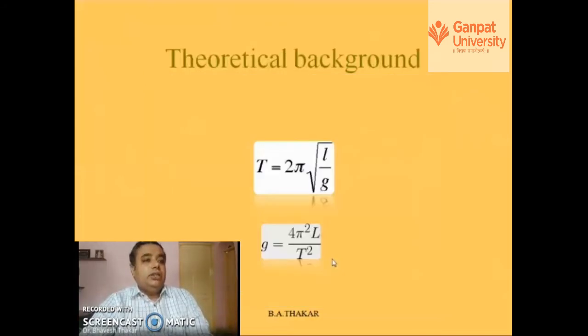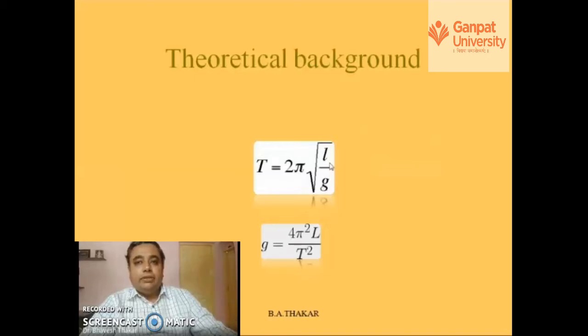This is the theoretical background. This is the theoretical equation of the pendulum. T is the time period. Time period means time required to complete one oscillation. That is known as the time period. So time period here is the time taken by the pendulum to complete one oscillation.